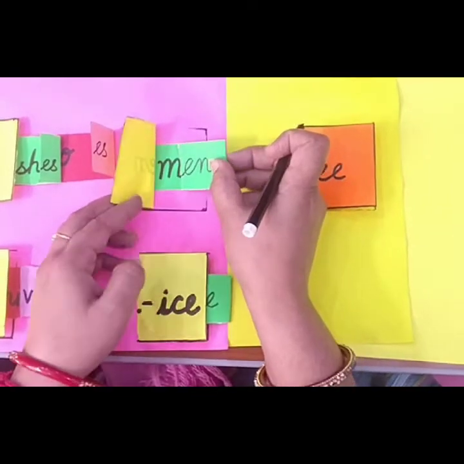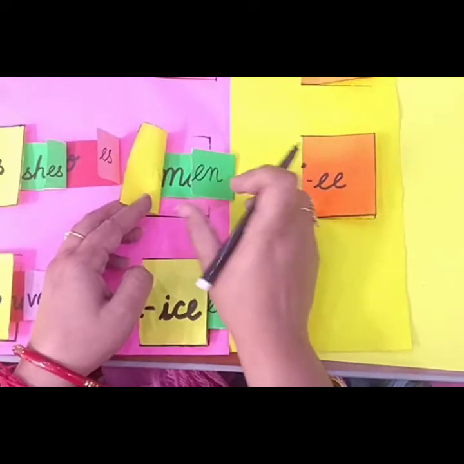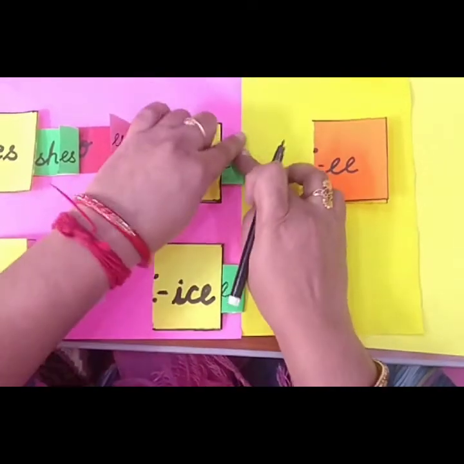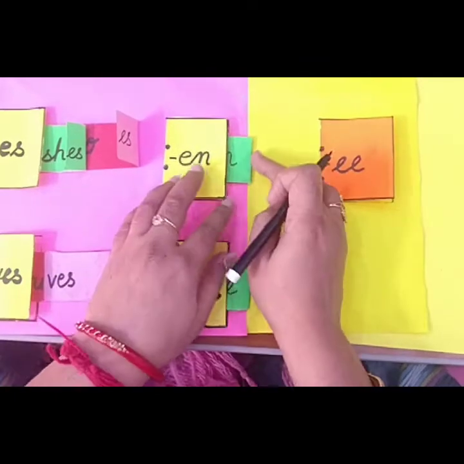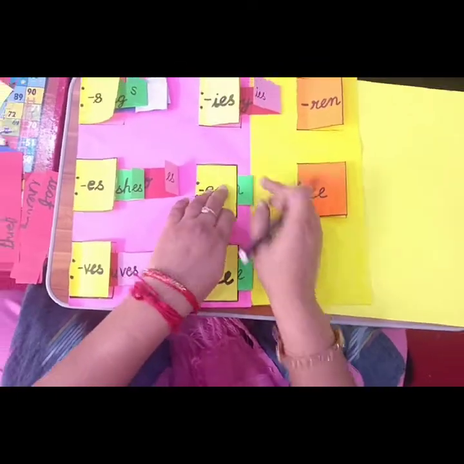The whole word has changed. So we'll place it here and write man has become men. Understood? So I'll paste it here. Similarly, you can paste all these chits like this. So I'll paste it here.